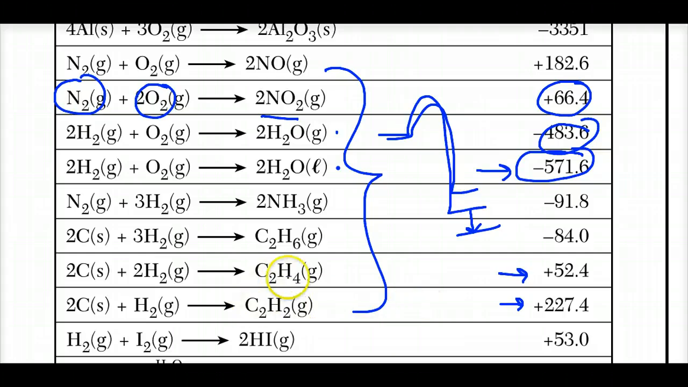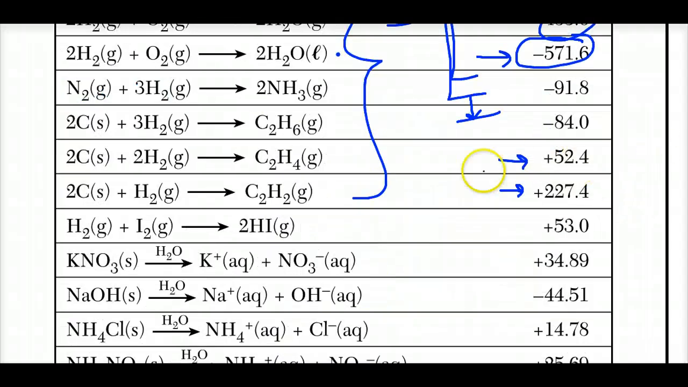So if I was going to compare C2H4 and C2H2, and I wanted to know who has stronger bonds or who's more stable, I'd pick C2H4, and the reason is because it has a delta H that's closest to being negative.